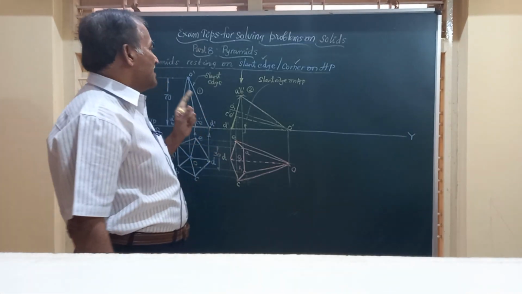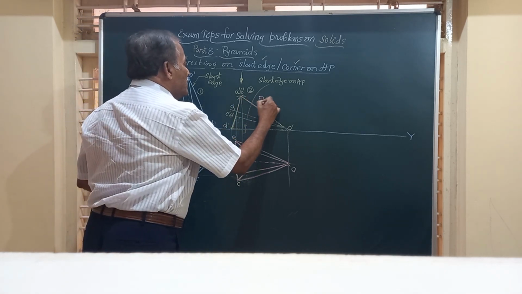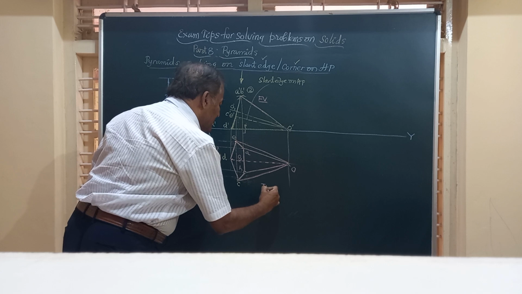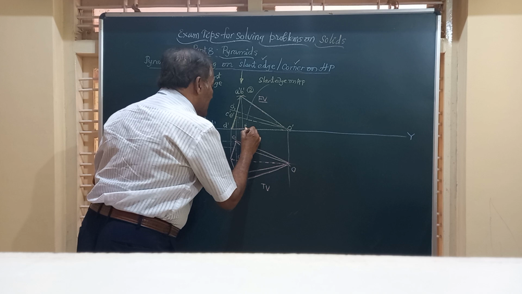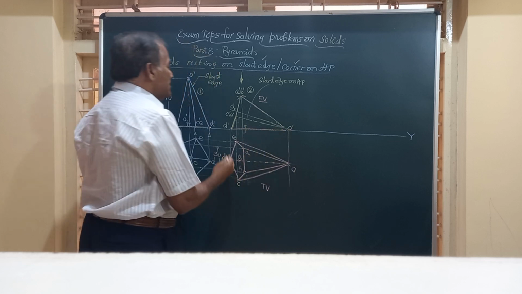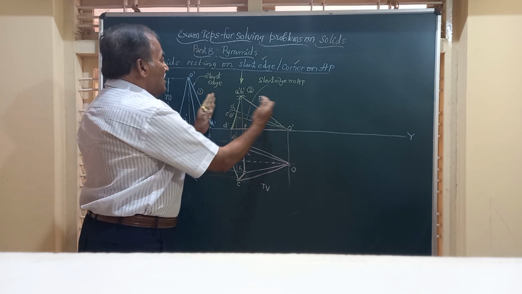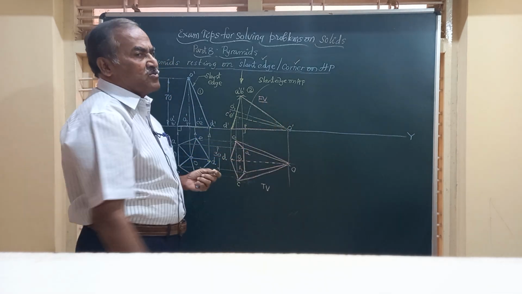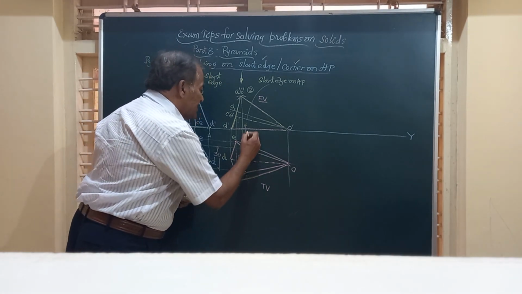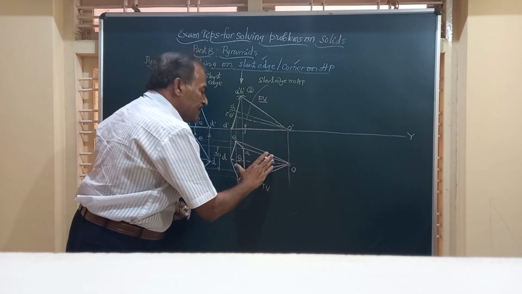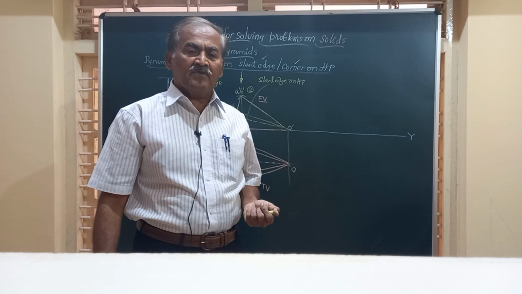Friends, this is how we get the front view and top view of this solid when it is resting on the slant edge OD on HP. Friends, this will fetch you one third of the total marks allocated to the question, and this will give you the other one third. In the next step, they may say the edge AB on which the solid is resting is at an angle. That means you have to redraw this again here and get the corresponding front view finally.